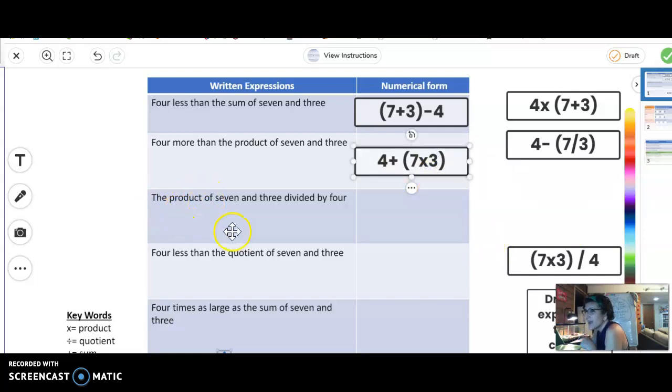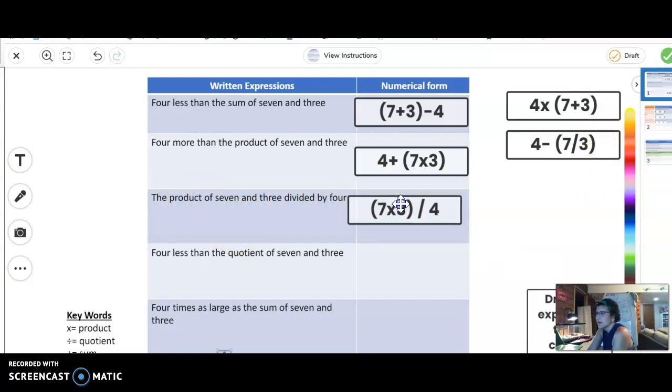Okay? The next one we have is the product of 7 and 3 divided by 4. Okay, so I hope that you all see where we're going on this drag and drop.